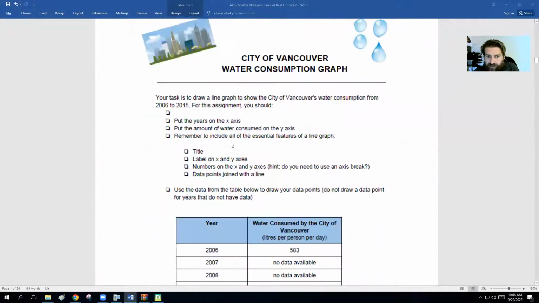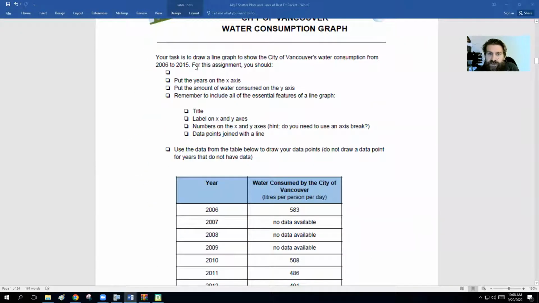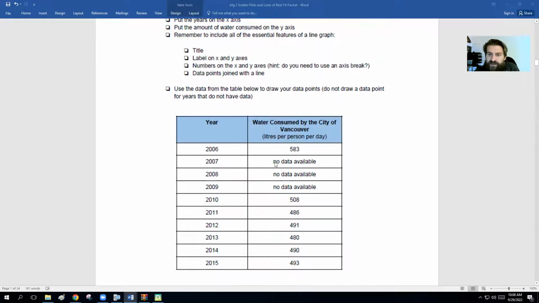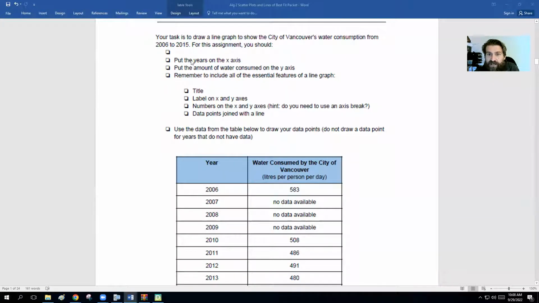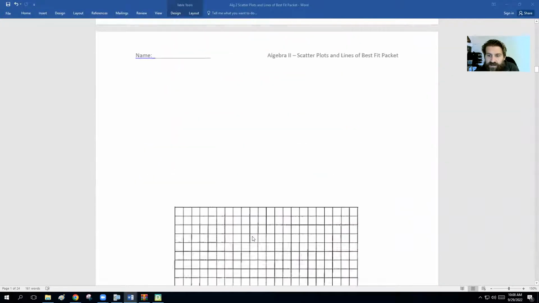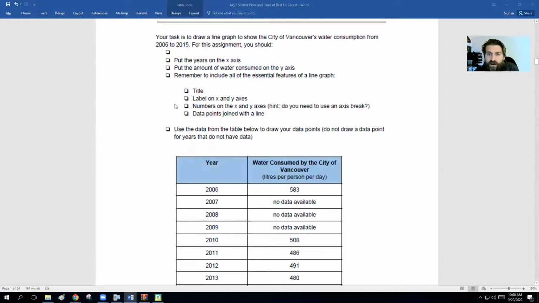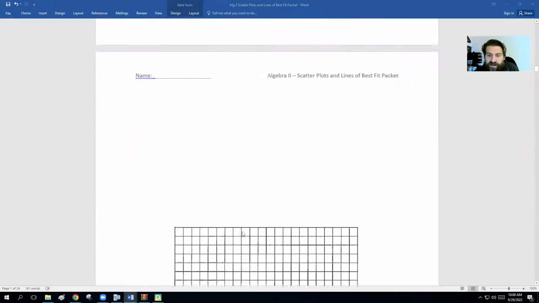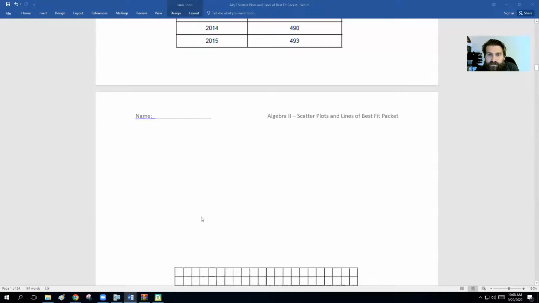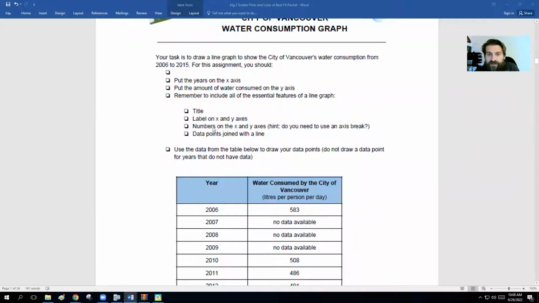All right. So in this assignment, what you need to do first, given this information here, is put years on the x-axis. So you have this graph here. You want to put years on the x-axis down here. Then you're going to put the amount of water consumed on the y-axis, so that's going up and down. So you label your axes.